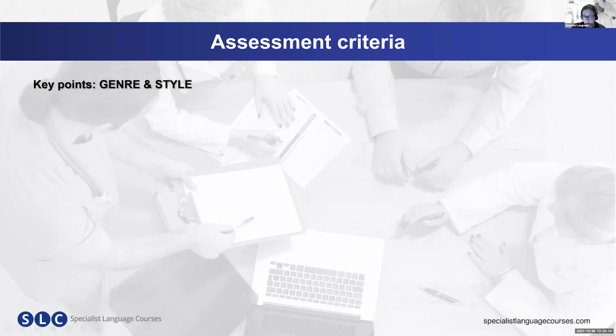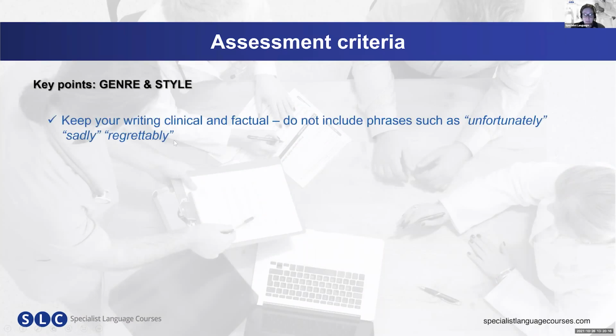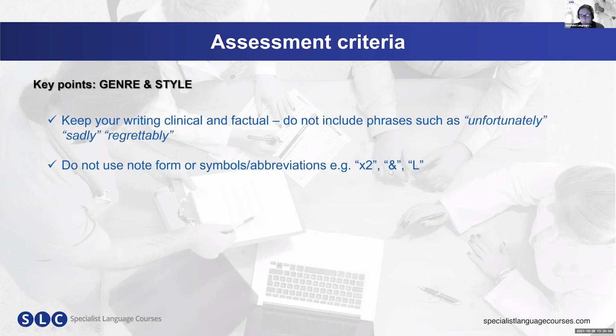So key points for genre and style: keep your writing clinical and factual. So do not include phrases of opinion such as unfortunately, sadly, or regrettably. Don't use note form or symbols and abbreviations like these, ×2, right? Twice a week. Don't write the symbol for and, write the word and. And similarly for left and right, write the word in full.